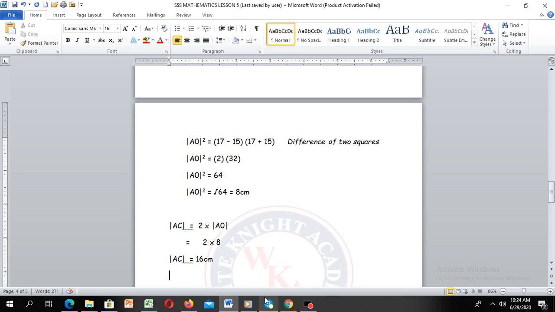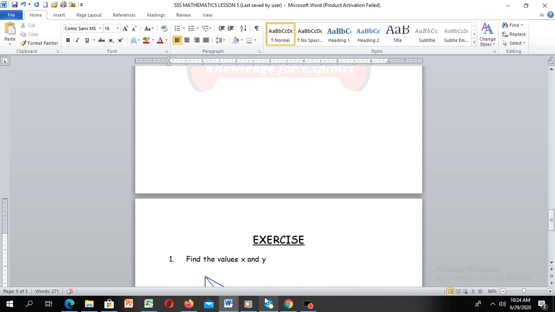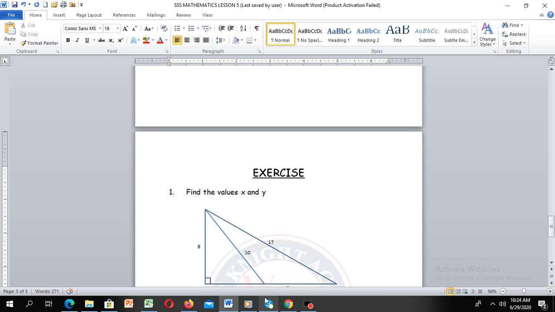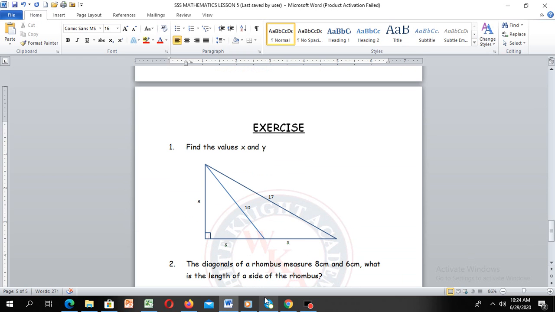Go over it once again, and then you have 2 questions relating to the examples that were given. So you have exercise 1 here. You have 2 right angle triangles here, just similar to the first example. And so you're going to be using Pythagoras rule for this first right angle triangle and then for the second one. You have to find the values of x and y. What is x? What is y?